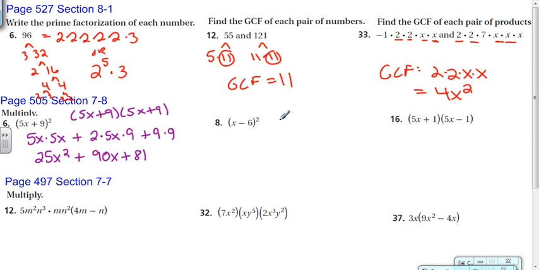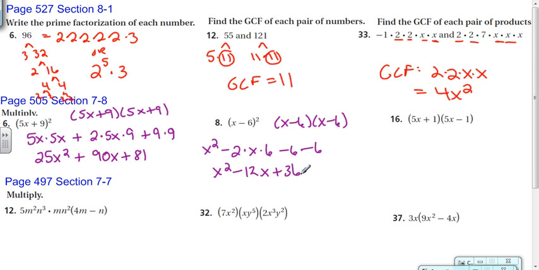Number 8, if you want to do the box, you have to do x minus 6 times x minus 6. I'm going to do the shortcut. The shortcut for square of a binomial is square the first term. Since that's a minus sign, I'm going to write minus, double the two of them multiplied together, and then square the last term, which would be negative 6 times negative 6. So I get x squared minus 12x, and then negative 6 times negative 6 is a positive 36.